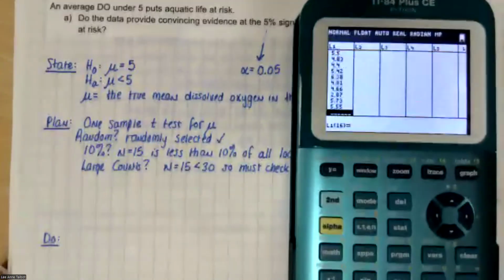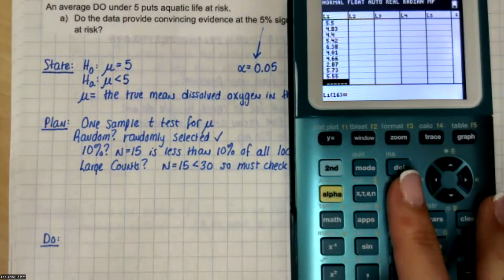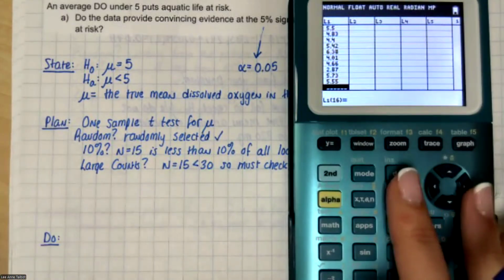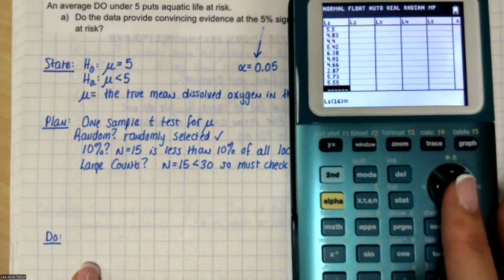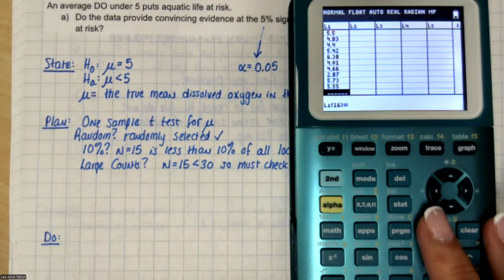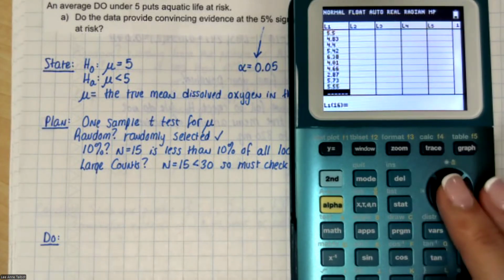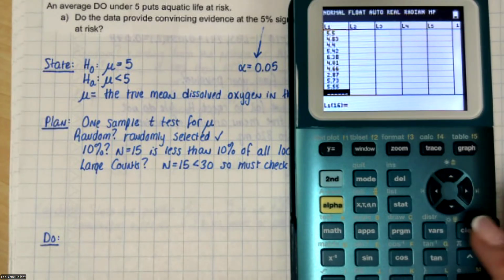Okay, so I'm going to do two things while I'm here. I'm going to get my box plot that I need for my plan set, but I'm also going to get two things for the do step. What two things do I need from the calculator for the do step? Yep, the statistic x bar and the standard deviation Sx.